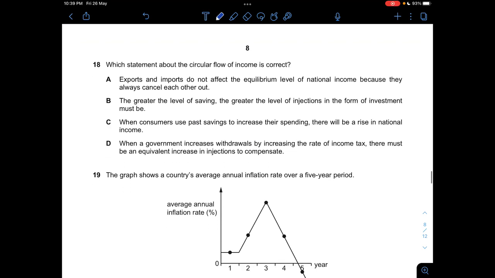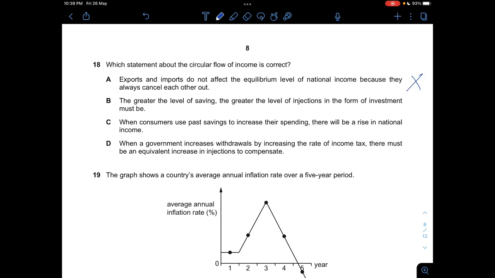Question 18. Which statement about the circular flow of income is correct? So let's look at the four options here. A, it says exports and imports do not affect the economic level of national income because they always cancel each other, which is not correct. Because your exports and imports, they are not the same. It's very difficult for the exports and imports, the volume to be the same. It rarely happens, and they will not cancel each other. So this is not correct.